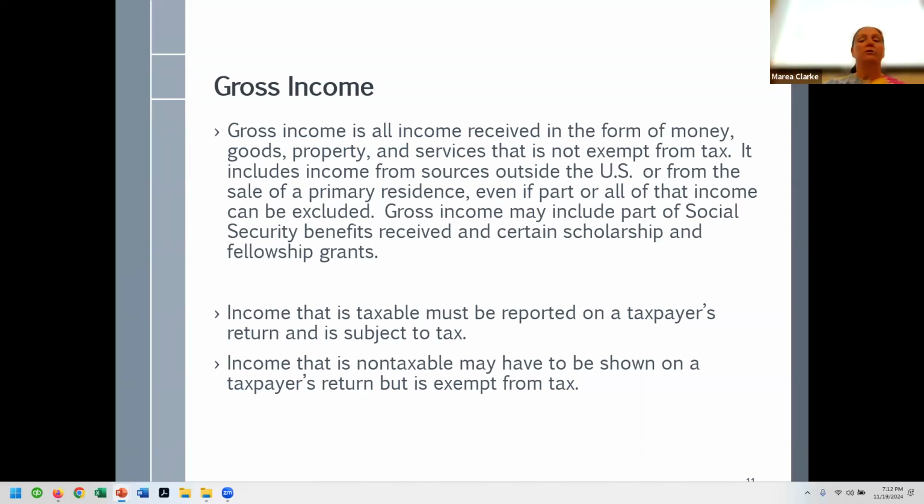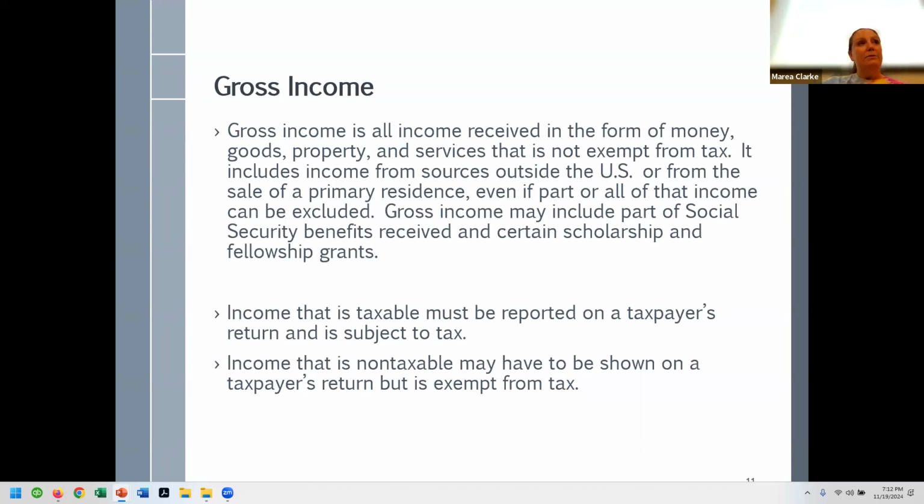For residents, right, income includes everything in the world. They don't care where the money comes from, they want some of it. It includes when you sell things, including if you sell a house. It can also include your retirement benefits, such as Social Security benefits. It also can include some scholarships, fellowships. Income that is subject to tax must be reported on a taxpayer's return.